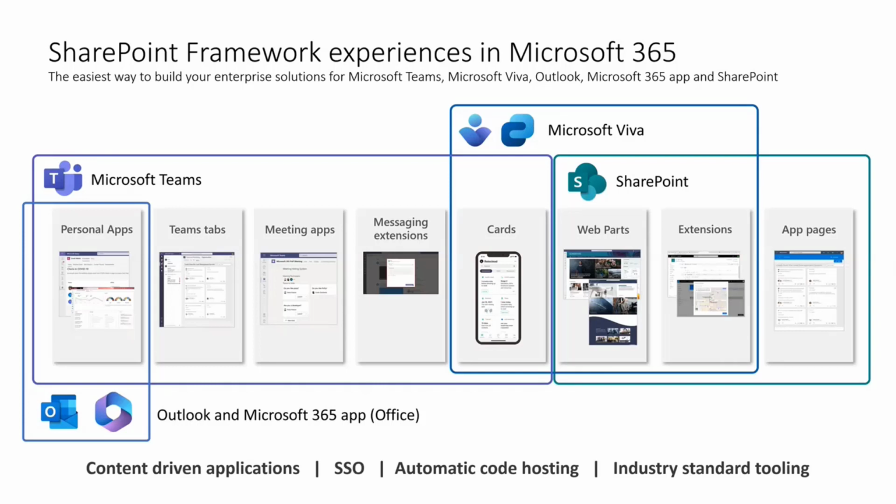We started with SharePoint with web parts and extensions and full page applications and app pages. Then we enabled the functionalities and capabilities of SharePoint Framework in Microsoft Teams, from which you can use SharePoint Framework to build personal apps, Teams tab, meeting apps, and messaging extensions. With Viva Connections and Viva Topics, which are based on SharePoint as a backbone infrastructure, you can use SharePoint Framework to build extensibility pages for topics or cards for the Microsoft Viva Connections dashboard in the home experience.